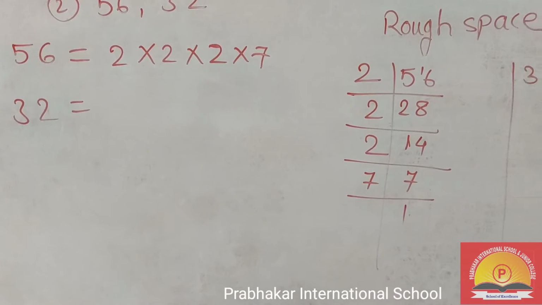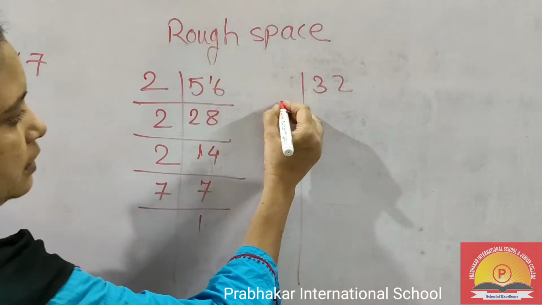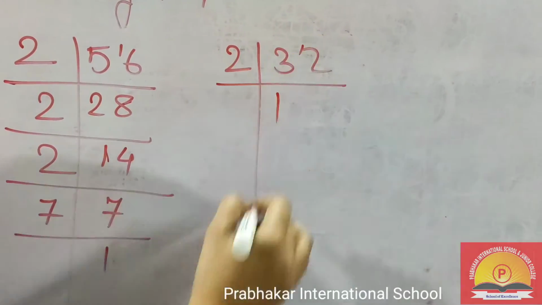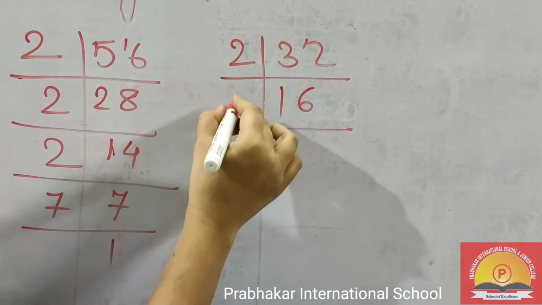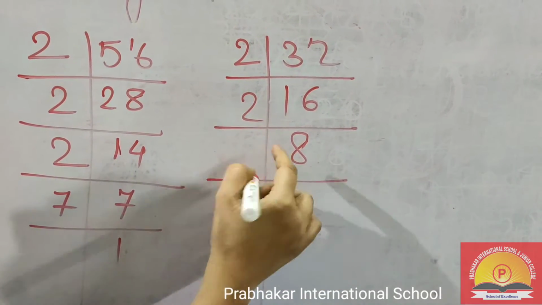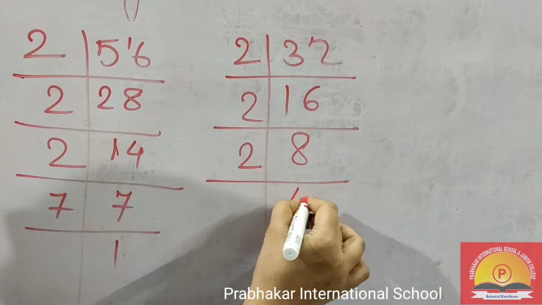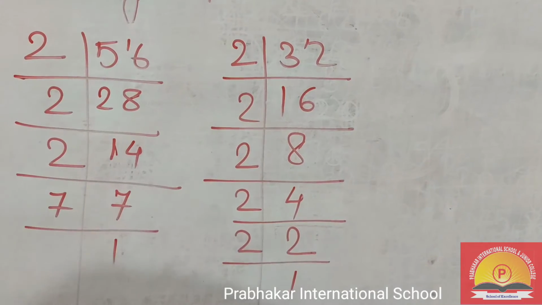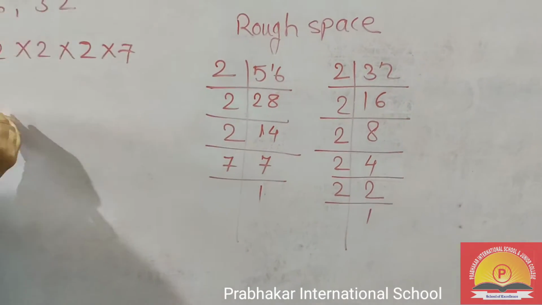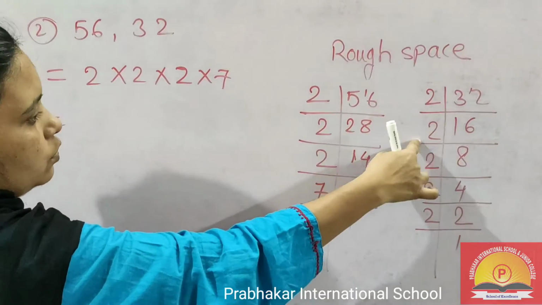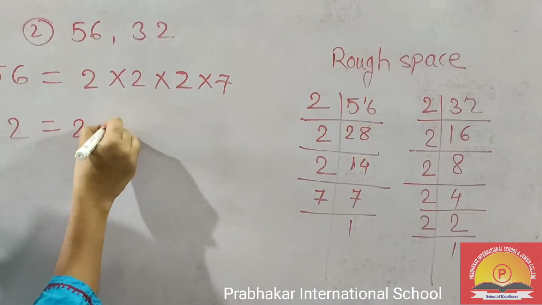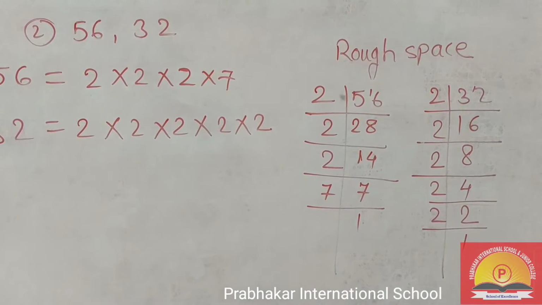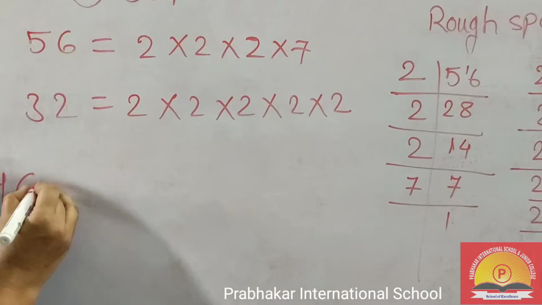Now we will see 32. At the unit place 2 is there, then the entire number is an even number. So start dividing by 2. 2 1s are 2, 1 carry over. 2 6s are 12. Then 2 8s are 16. 8 is also divisible by 2. 2 4s are 8. 2 2s are 4. 2 1s are 2. So prime factors of 32 are 1 2 3 4 5, 5 times 2. Okay. Now find out common factor.